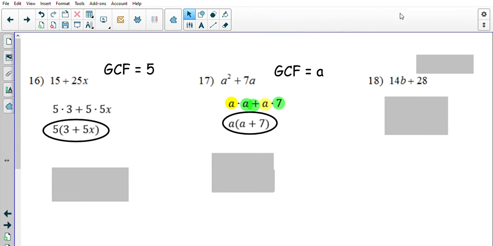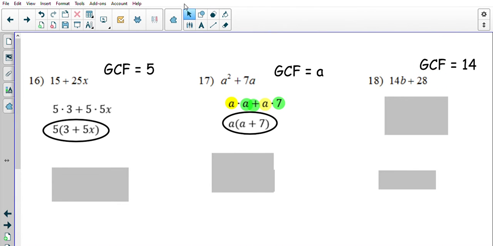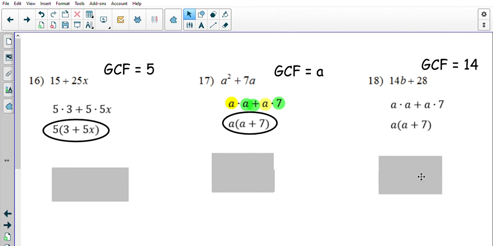Number 18, we have 14b plus 28. GCF is not a, it is 14. Now it worries me that I don't have my right solution copied down. We'll see. GCF here is going to get us 14. I did copy the same thing twice. No big deal. We can type this in.